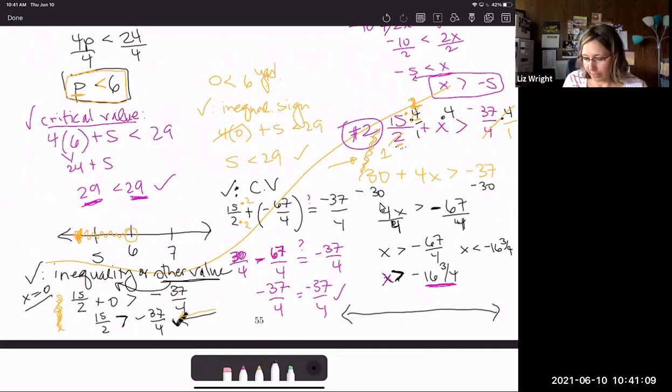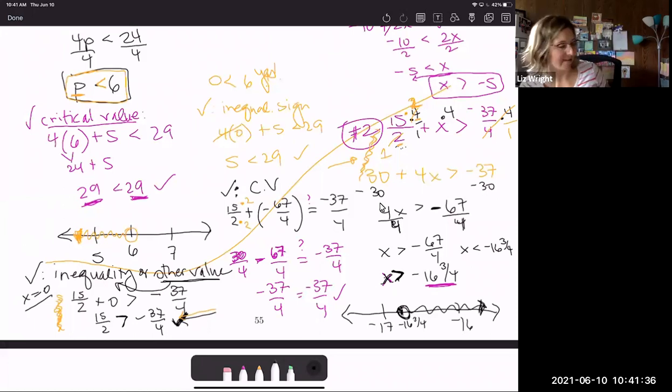So let's go over here. Now we're going to graph. And here we've got negative 16 and 3/4. So what two integer values is that in between? That's in between negative 17 and negative 16. And I'm going to put negative 16 and 3/4 about right here. It's going to be an open circle. I'm going to write negative 16 and 3/4. And we are shading everything that is larger than negative 16 and 3/4, anything that is shaded to the right towards positive infinity.